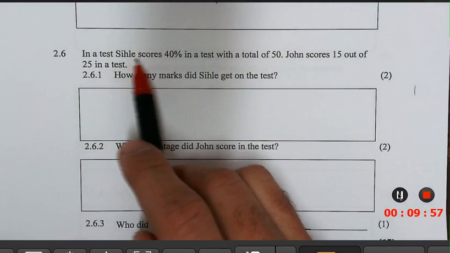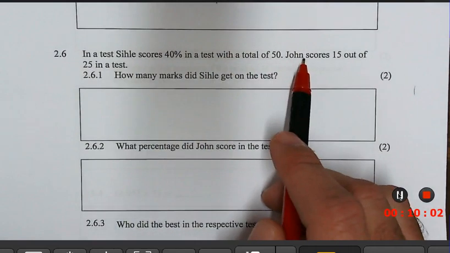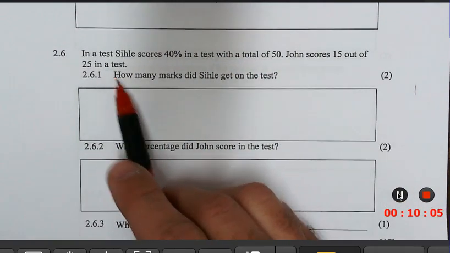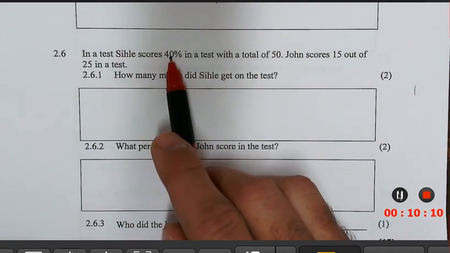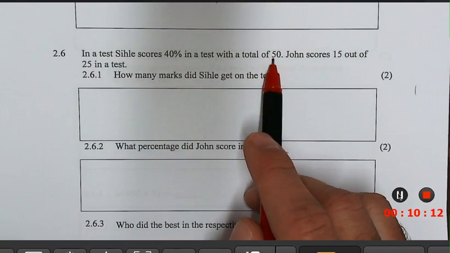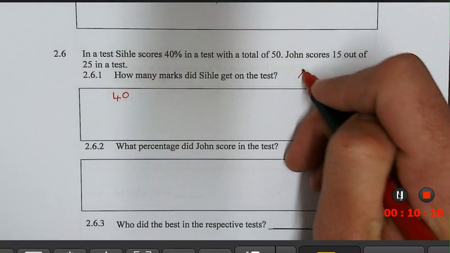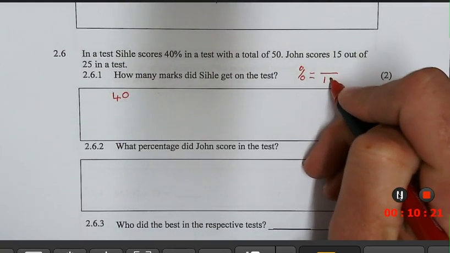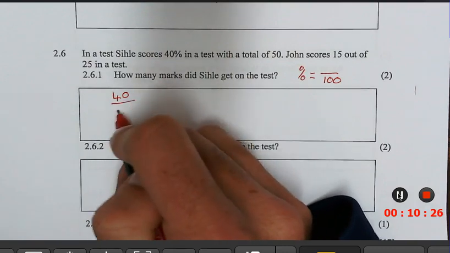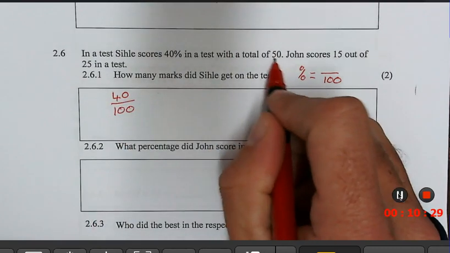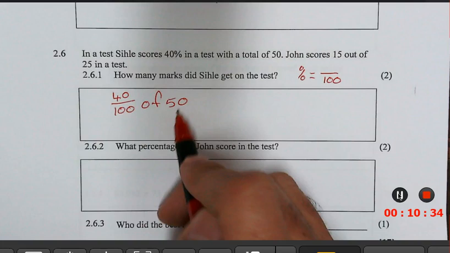Okay, 2.6. In a test, Siegle scores 40% in a test with a total of 50. And John scores 15 out of 25 in a test. How many marks did Siegle get on the test? Now they say here 40% and the test was out of 50. Now remember, percentage always out of 100, as we said in one of the previous questions. So 40% is 40 out of 100, but it was out of 50, so 40 over 100 of 50.